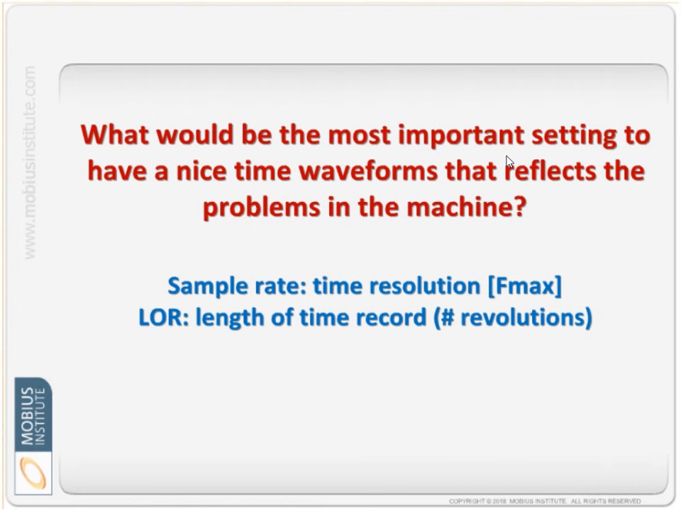And so what would be the most important setting to use to have a nice time waveform? I've mentioned that a little bit, but there are really two properties: the sample rate and the lines of resolution. The sample rate is kind of like if I was measuring a bullet smashing through glass and I was trying to film it. You would want a lot of frames per second so that you could actually see the bullet flying through the air, hitting the pane of glass, and see all the glass shards fly off and all the rest of it.